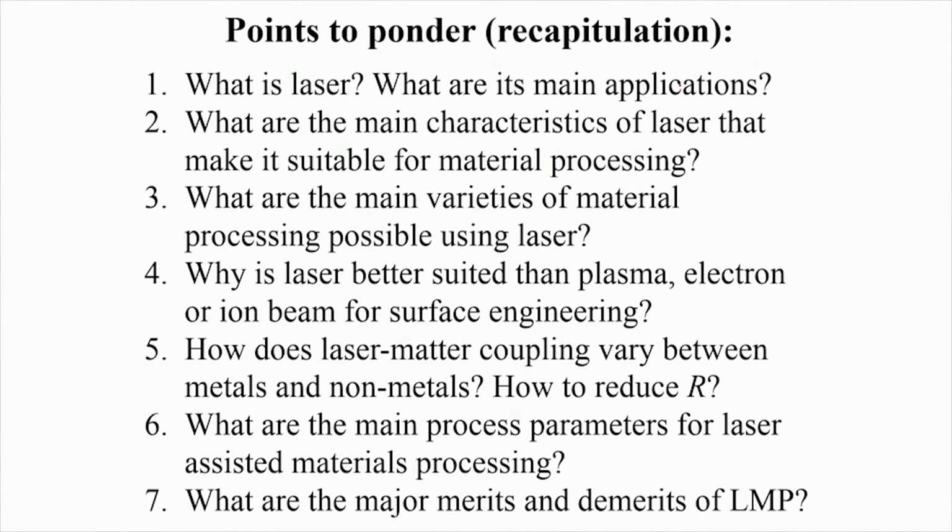Reflectivity is a very major impediment for metallic materials, and there are ways and means to reduce the reflectivity, either applying coatings or absorbent coating and so on, or making the surface rougher. But the most effective way is to go for a shorter wavelength laser.